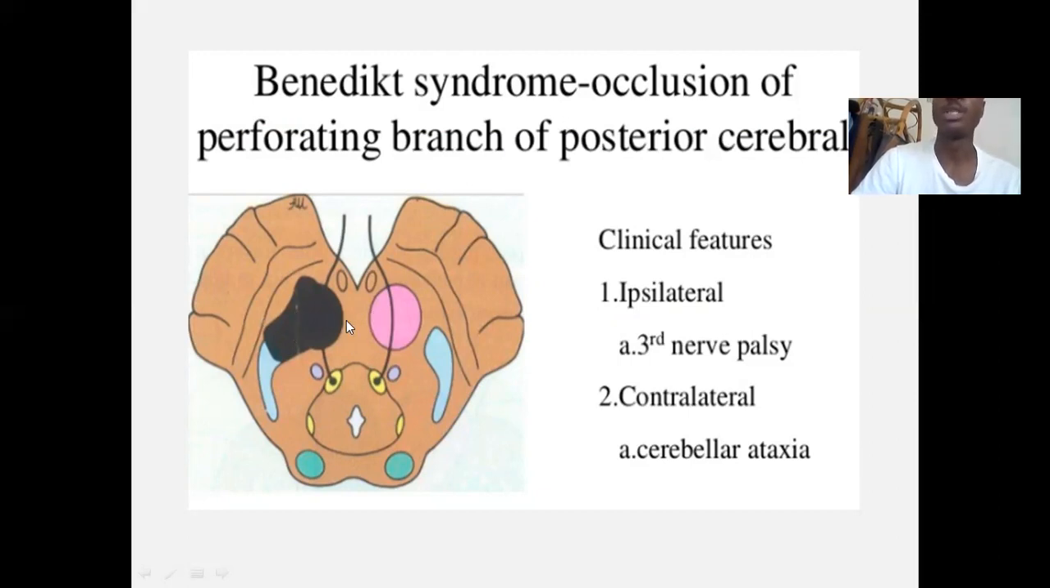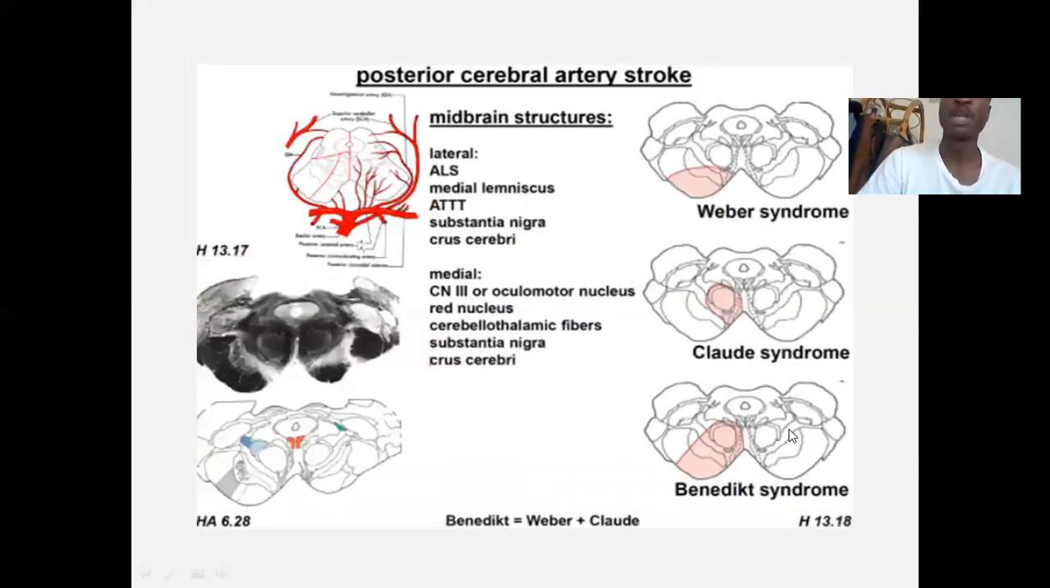You now include the red nucleus, and that will present as a contralateral cerebellar ataxia. You're going to have an ataxic gait. Then you can also have a posterior cerebral artery stroke that will have Weber's syndrome, Benedikt syndrome, then Claude syndrome in this region. In Claude syndrome, you're going to have contralateral ataxia.